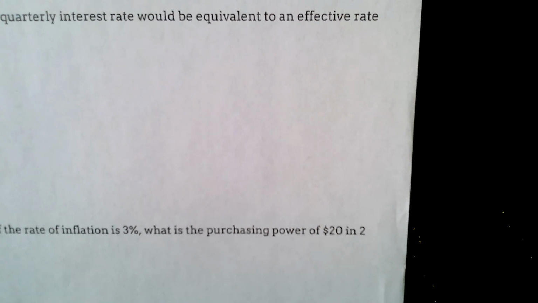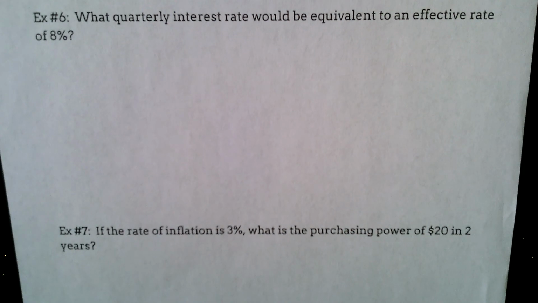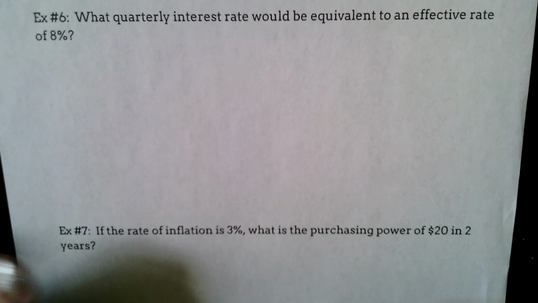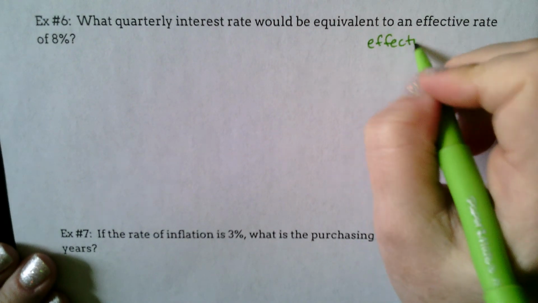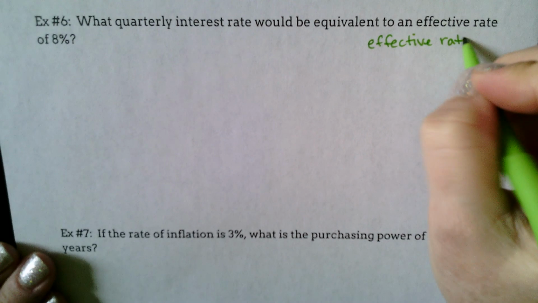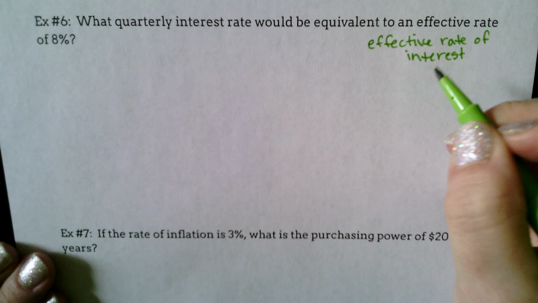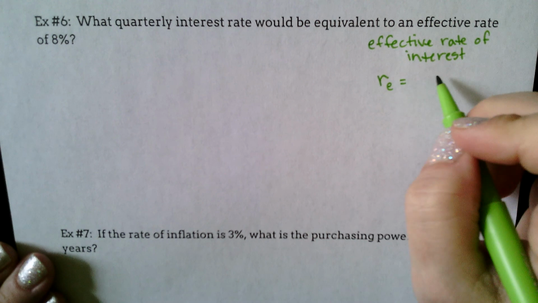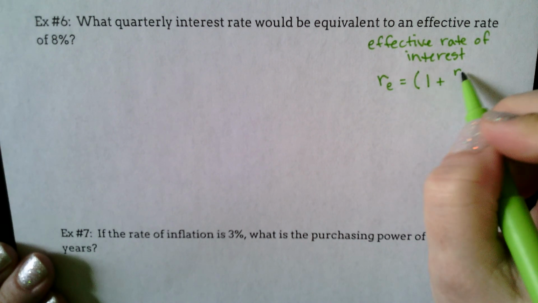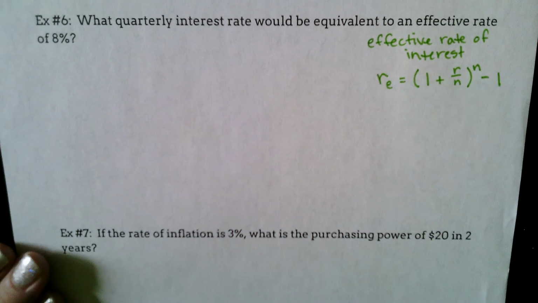What quarterly interest rate would be equivalent to an effective interest rate of 8%? So we're using the effective rate of interest. That's the formula we're wanting. And it's not compound continuously, so it's going to be this, the R sub e equals 1 plus r divided by n raised up to the power of n and then minus 1.